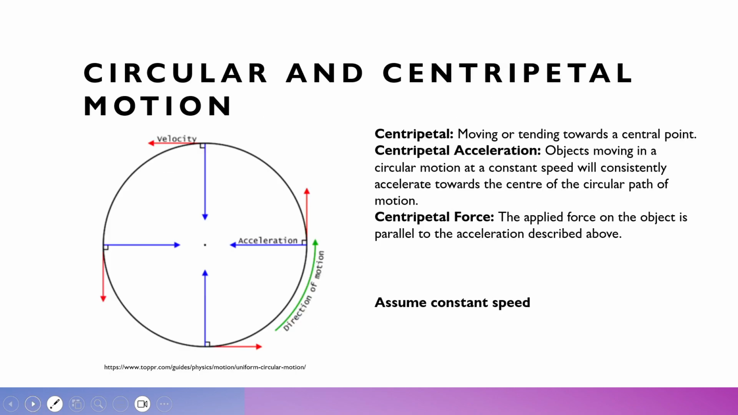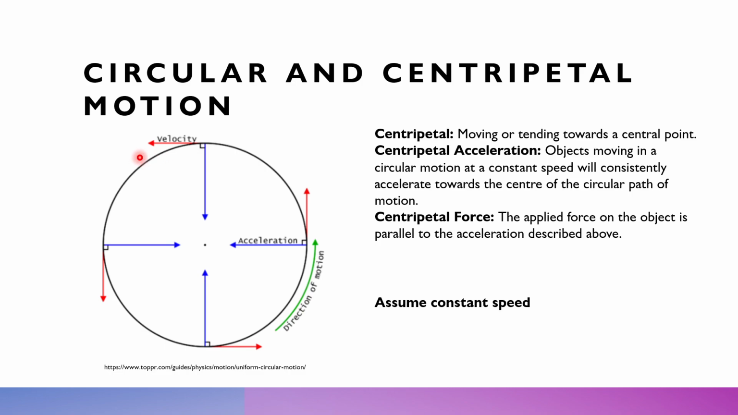So first off, circular and centripetal motion. Generally speaking, we are assuming that if an object is undertaking some form of circular motion, it is moving in a circular path where there is a central point in the middle. At the moment, we are looking at uniform circular motion, so we are assuming that the object is moving at a constant speed. However, this will not mean that the object has a constant velocity.